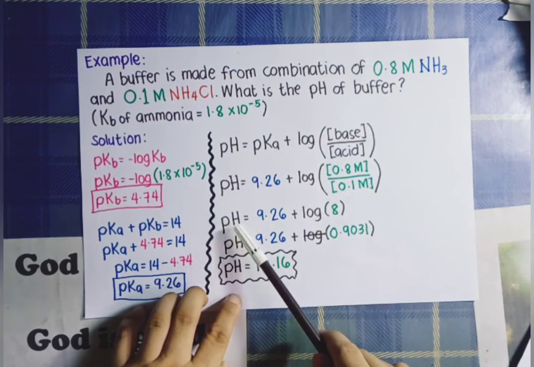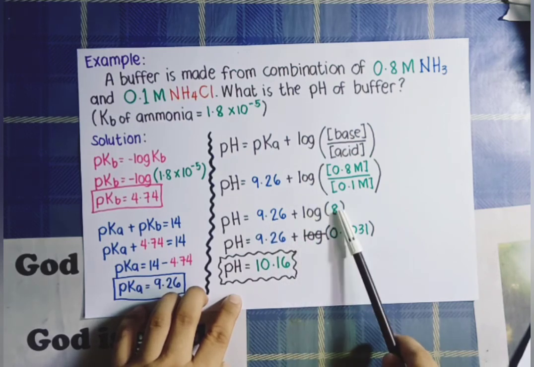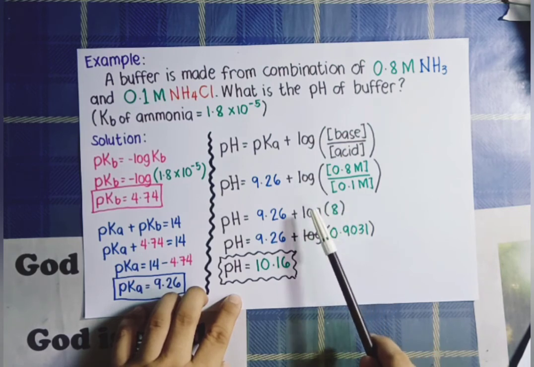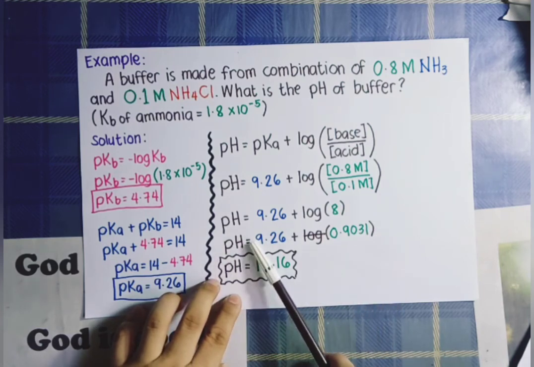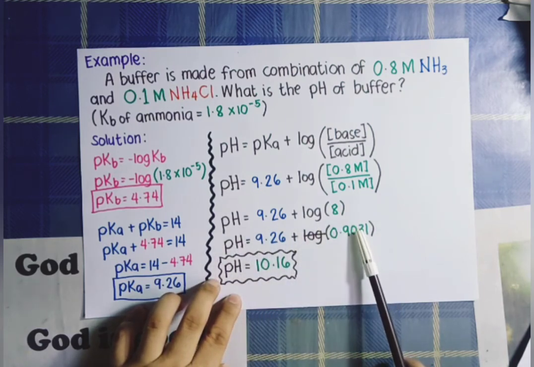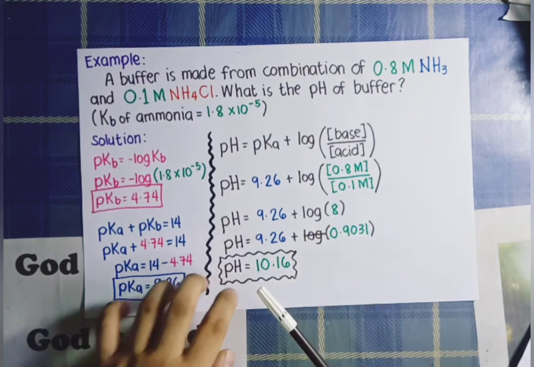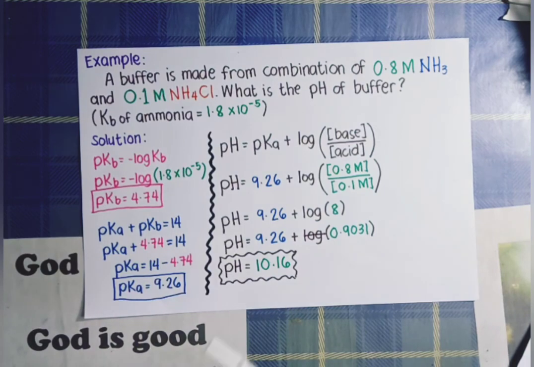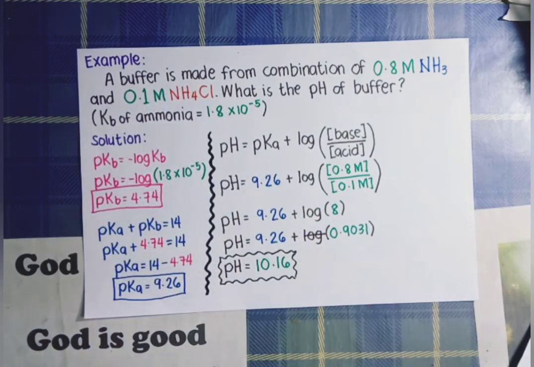And by simplifying this part of the equation, 0.8 divided by 0.1 is 8. And we will have here pH is equal to 9.26 plus logarithm of 8. The logarithm of 8 is 0.9031. Okay, and so we will have here pH is equal to 9.26 plus 0.9031. And pH is equal to 10.16. Therefore, our buffer solution, which is made from 0.8 molar ammonia and 0.1 molar ammonium chloride, its pH is actually 10.16. Okay, so that's how we can actually use the Henderson-Hasselbalch equation in finding the pH of a buffer solution.